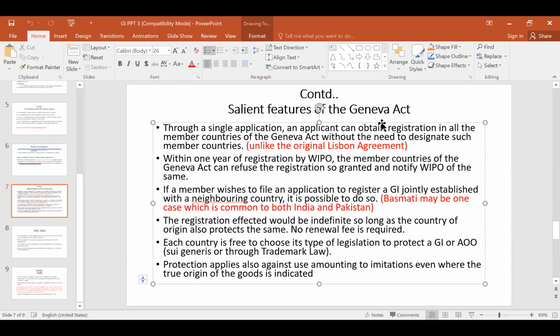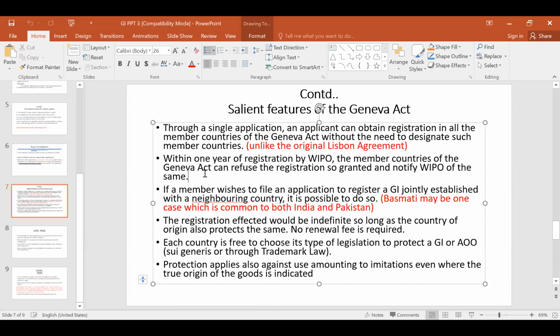Now, what are the other essential features of the Geneva Act? It's very interesting. Through a single application, an applicant can obtain registration in all the member countries of the Geneva Act without the need to designate such member countries. Earlier, suppose India wanted international registration in 4 countries. They had to specify these 4 countries. Now that's not the system. Suppose the Geneva Act has 30 members. The moment you file an application under the Geneva Act, you will get protection or registration in all 30 countries. Earlier, you had to designate the member countries. Now you don't have to. So that's the first advantage of the Geneva Act.